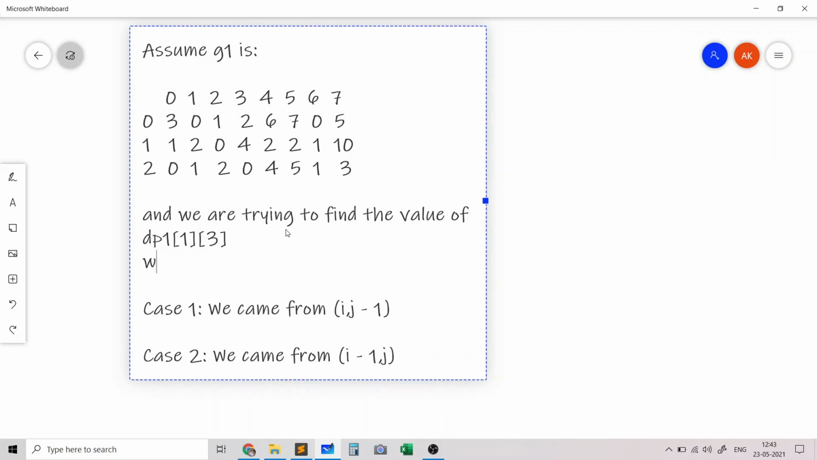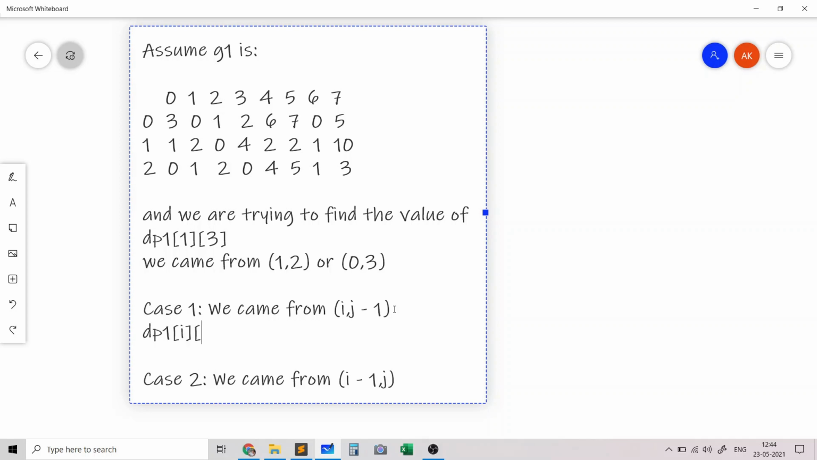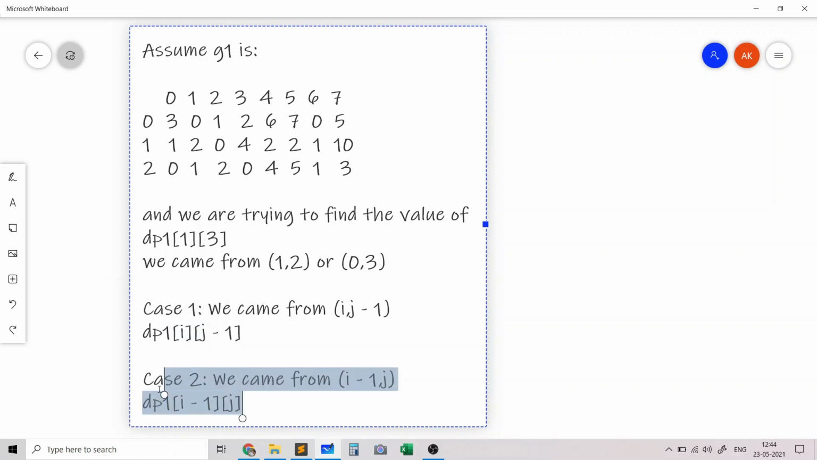So we came from either 1 comma 2, or we came from the cell 0 comma 3, and hence we got these two cases. So in the first case, we have dp1 of i, j minus 1, and in the second case, the minimum number of 2's in the product would be dp1 of i minus 1 comma j. And in both cases, we would need to add g1 of ij, where g1 represents the highest power of 2 in the number at cell ij.